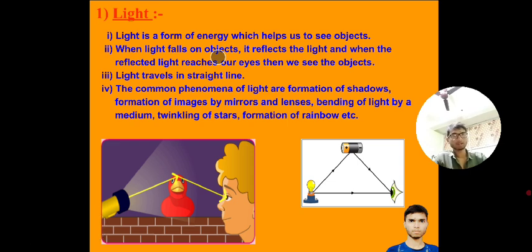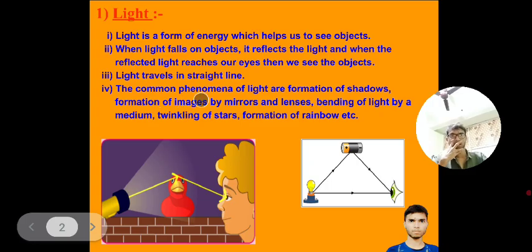When light comes from a light source, some of the light falls on the surface of the object. Then some light, after hitting the surface, reflects in another direction, and those reflected rays reach our eyes, and that is how we see any kind of object.